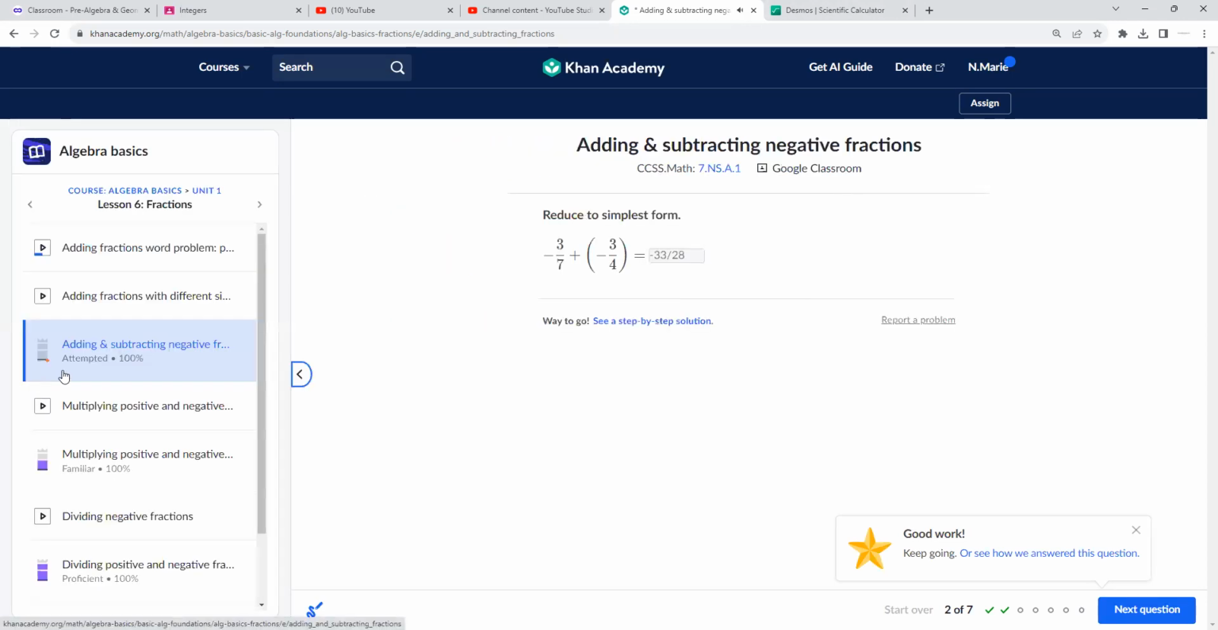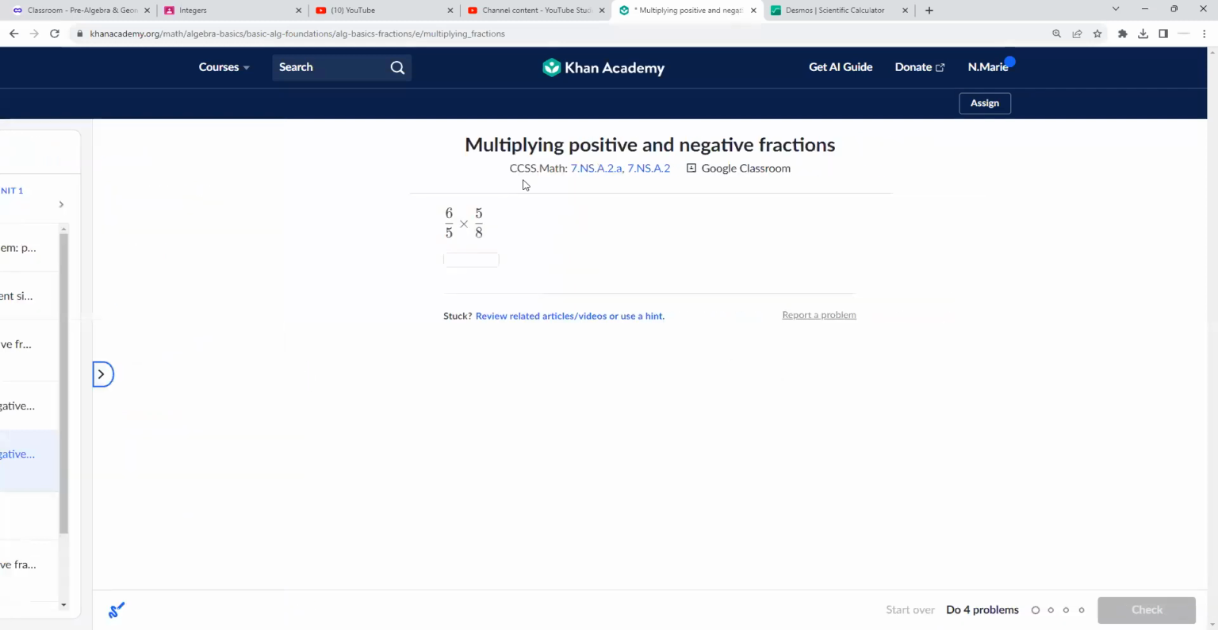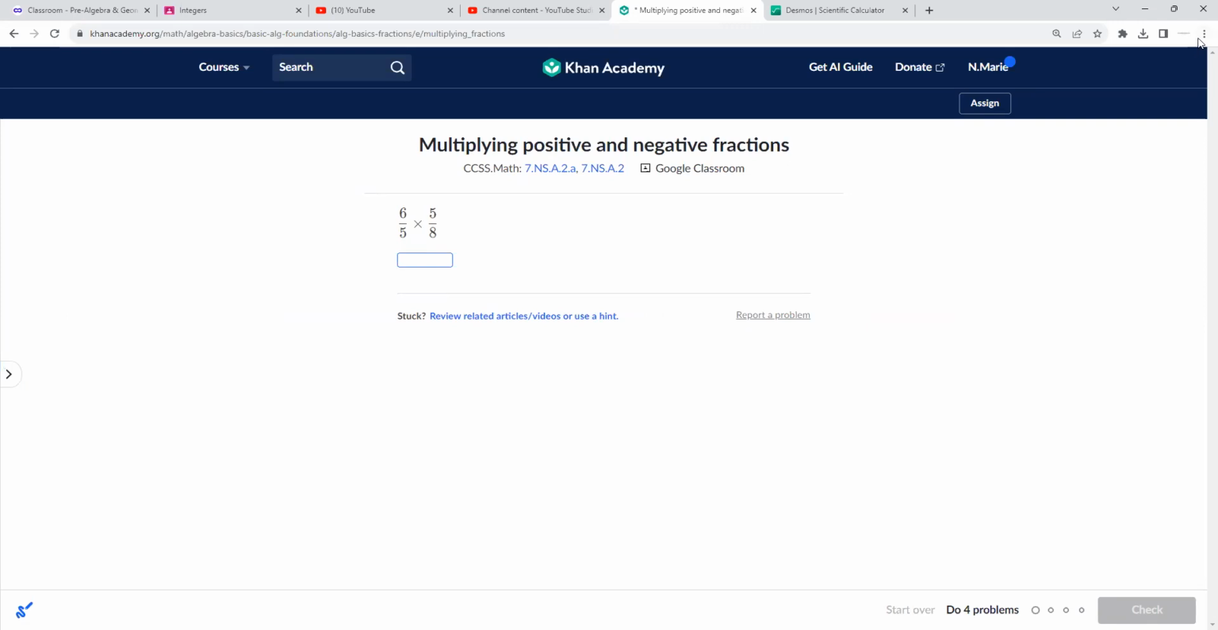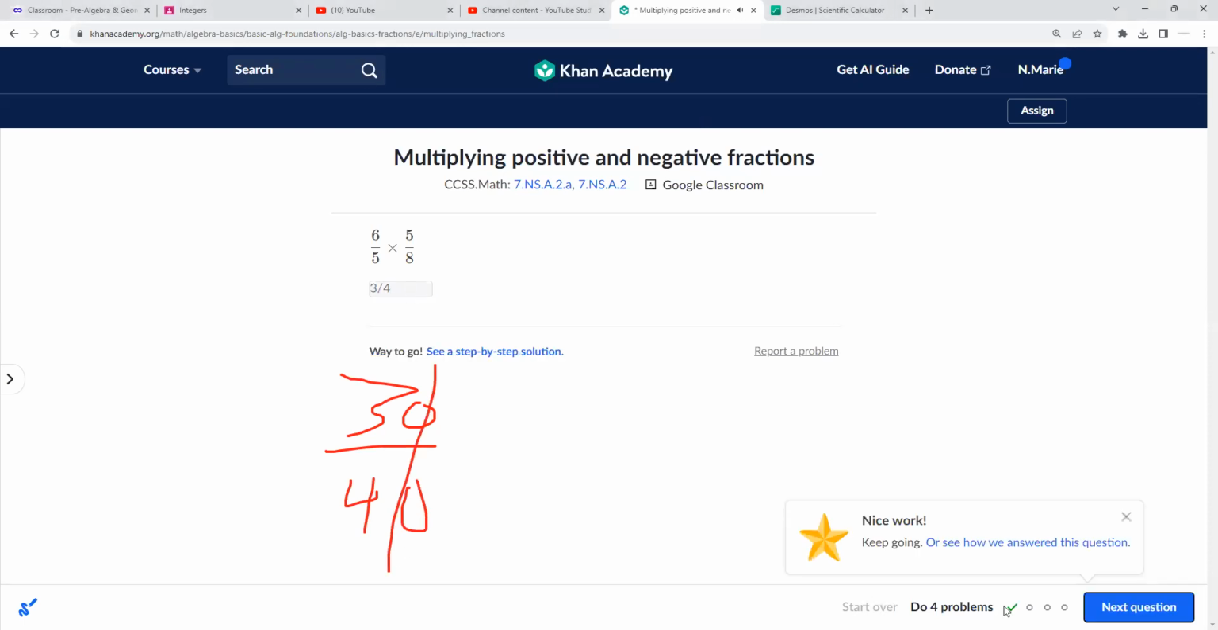Let's go to multiplying fractions with integers. So remember, two negatives make a positive, one negative, answer remains negative. I actually like multiplying fractions the most because it's the easiest. You just multiply straight across. 6 times 5 is 30. 8 times 5 is 40. Cancel out the zeros. It can be simplified to 3/4. You can also use a calculator.